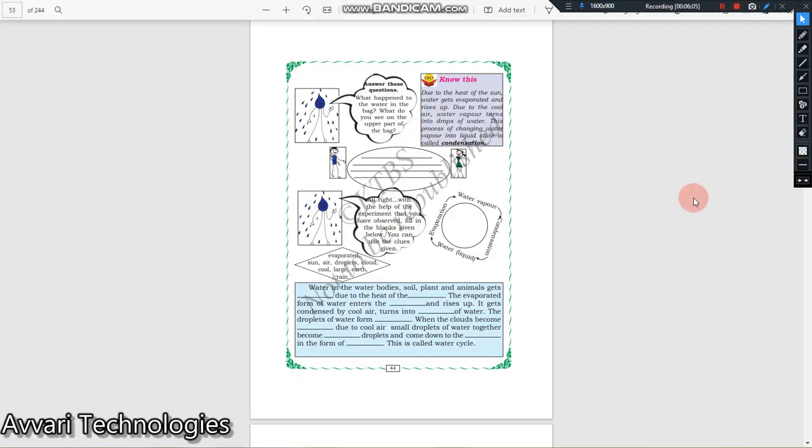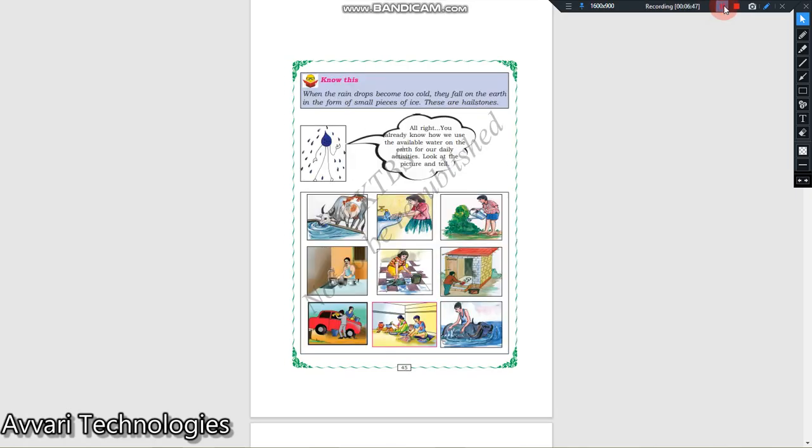All right, with the help of the experiment that you have observed, fill in the blanks given below. You can use the clues given: evaporated, sun, air, droplets, cloud, cool, large, earth, rain. You can take this screenshot and do it as your homework. I'll give you some seconds of time. You can take a screenshot or pause the video and take the screenshot properly. Okay, I think that you have taken the screenshot. Now let's go to the next page.